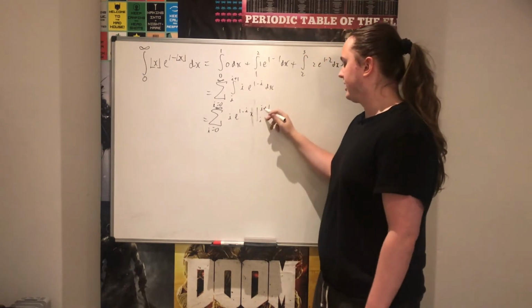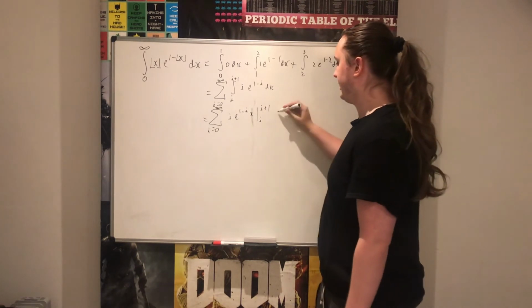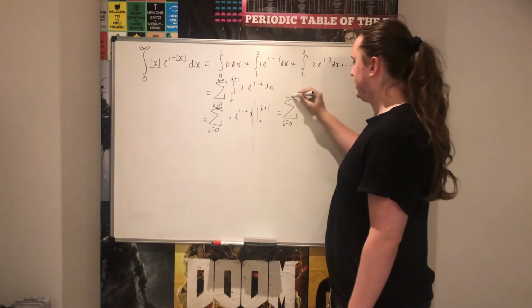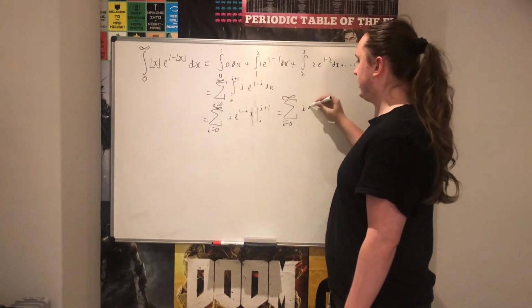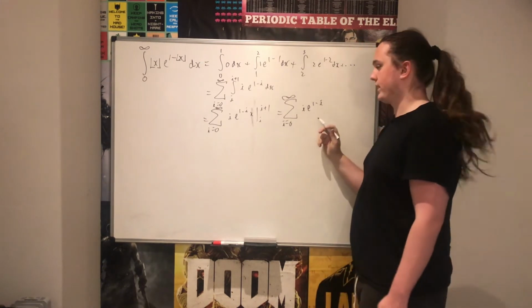And if we plug i plus 1 minus i in here, that will cancel out to just be a 1. And so this is the same as the sum from i equals 0 to infinity of i e to the 1 minus i. So now we just need to work out what this is.